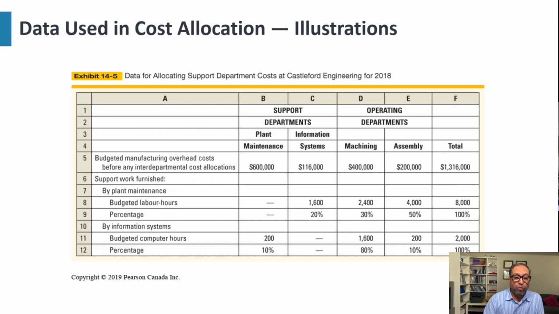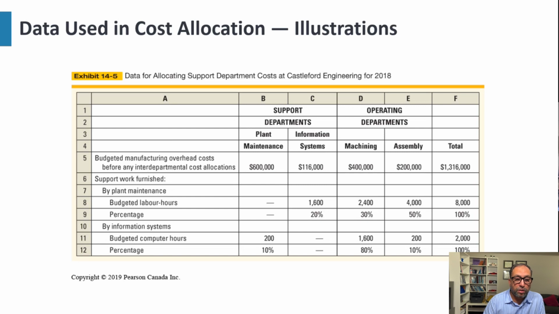Okay. Now, we have four departments, four main departments, and two divisions. There's a plant maintenance and information system department, and these are support departments. And we have two operating departments, and these are machining and assembly. In the first row, the total cost of each department is given, like 600,000 is the total cost of maintenance department, 116,000 is the total cost of information system department, and then we have 400,000 for machining and 200,000 for assembly. And the total cost is 1.316 million.